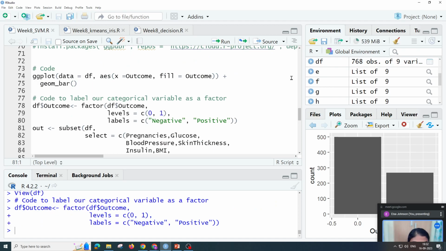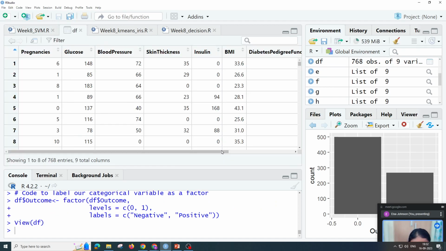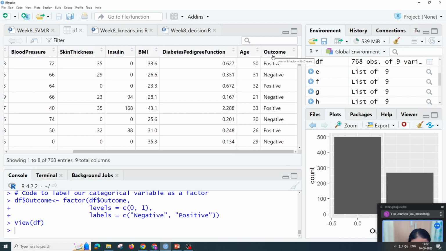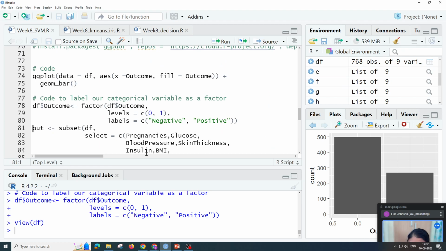Now if you look, it is a factor with 2 levels, where 1 has been changed to positive and 0 has been changed to negative. Okay, so I think this is clear.